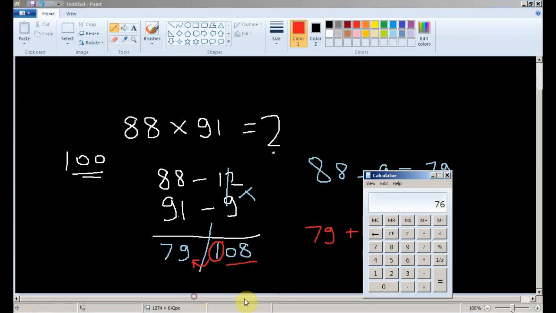Let's verify this. 88 into 91 is 8008. So I got the right answer.